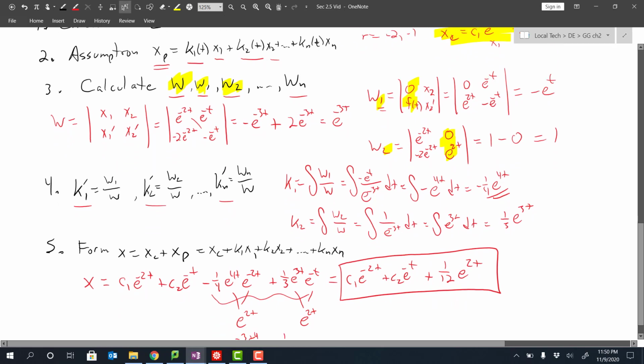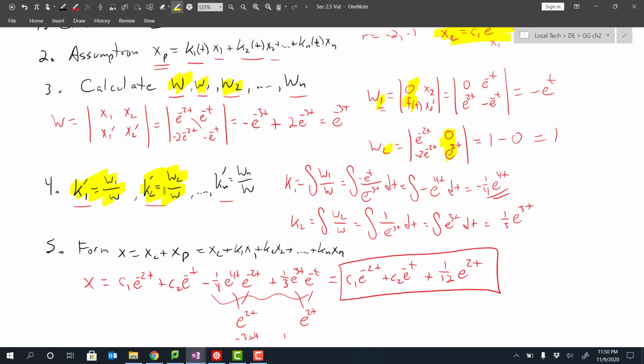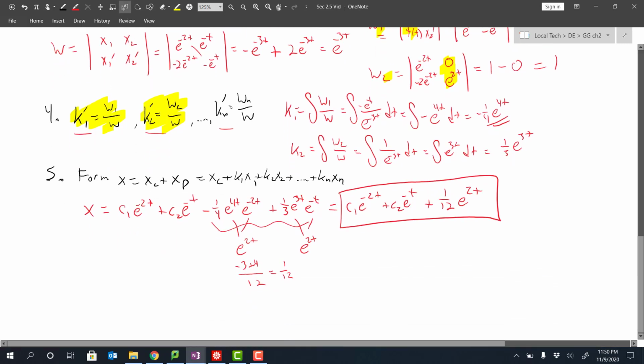Then we know that I have our formulas for the K's. So K1 prime is equal to W1 over W. K2 prime is equal to W2 over W. So we can just integrate those formulas to find K1 and K2. And lastly, we just dump everything into our final solution, our general solution of the differential equation. All right, that concludes this video on variation of parameters. Thank you very much.